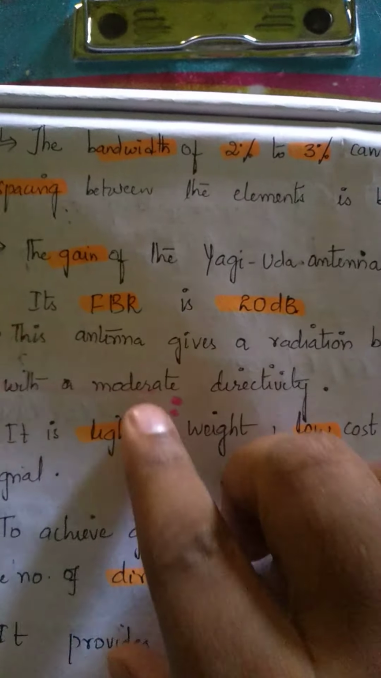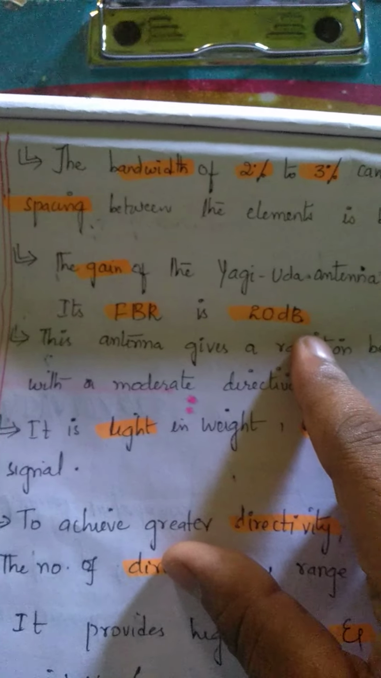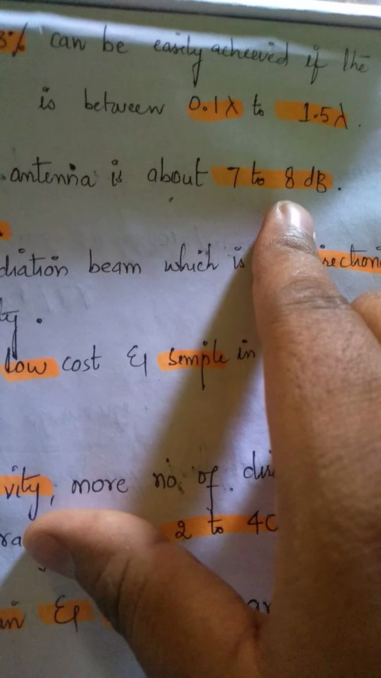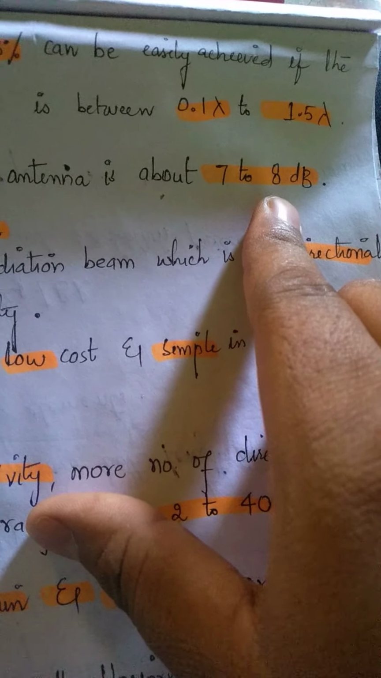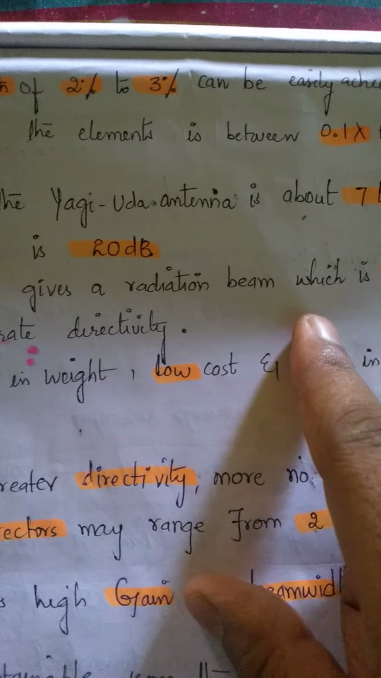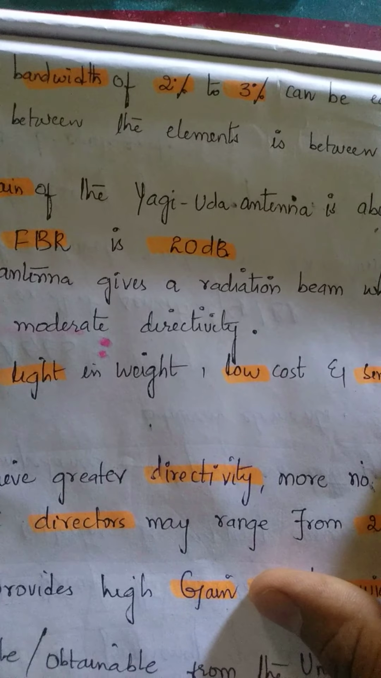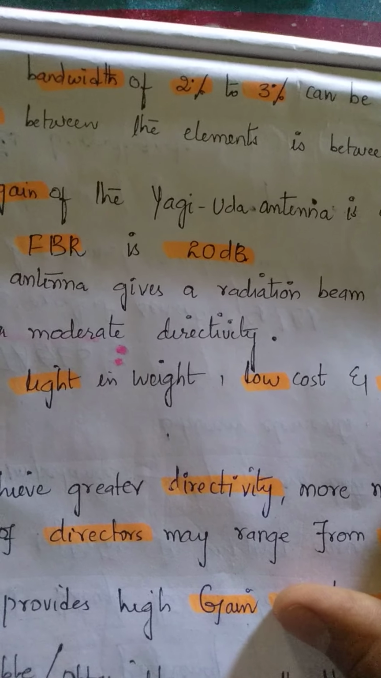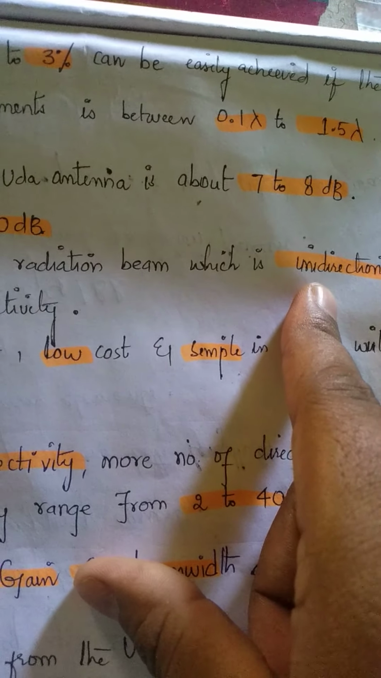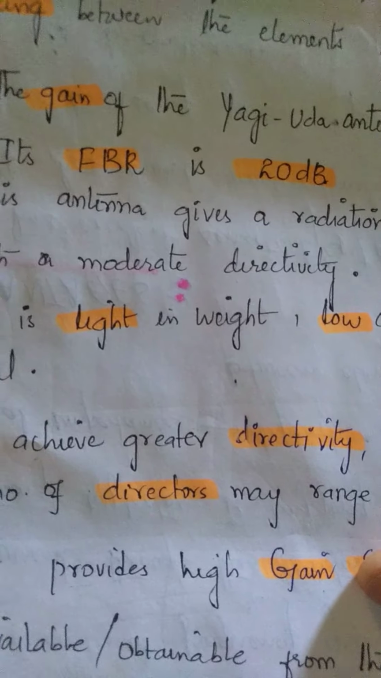Second, the front to back ratio is about 20 dB. If you want to see the gain, it is 7 to 8 dB. So this is the gain of your Yagi-Uda antenna. You can get a maximum of 8 dB. Similarly, this antenna gives a radiation beam which is unidirectional. Since we are considering it a highly directive antenna, that's the reason we say it's unidirectional. If it were omnidirectional, then we could not get the maximum directivity.